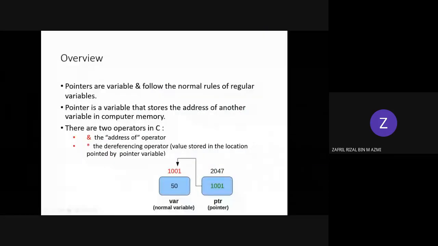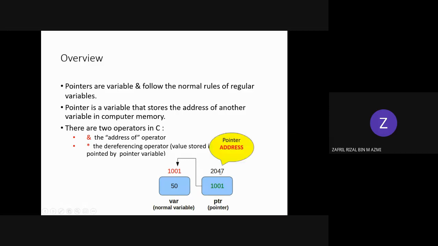Okay, so we are going to check out the operators. Okay, the two operators. So first, the AND operator is the address of operator. Okay, and the address of. Okay, and the dereferencing operator. So this is a pointer address. So let's say we have two variables. One is a normal variable. So this is the concept of pointer.